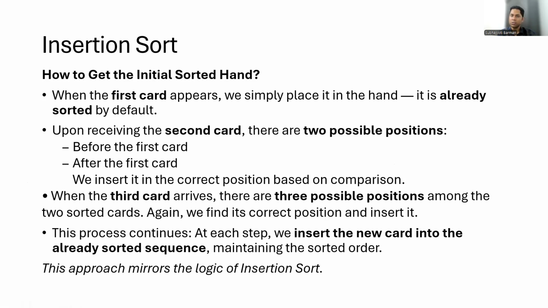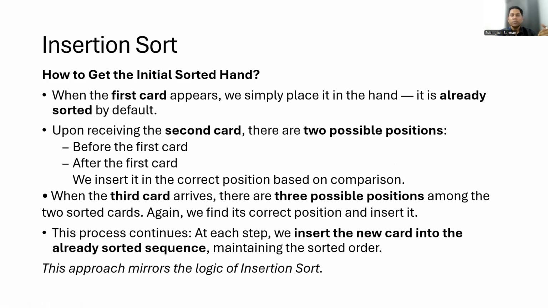So again, my hand is sorted. Now, if I receive the third card, the number of possibilities is 3, because we can place the new card at the very beginning, or in between the existing 2 cards, or after the last card. So based on the value, we can place that card in its appropriate position. We continue this process, and every time we insert the new card in its appropriate position and maintain the sorted order of my hand.